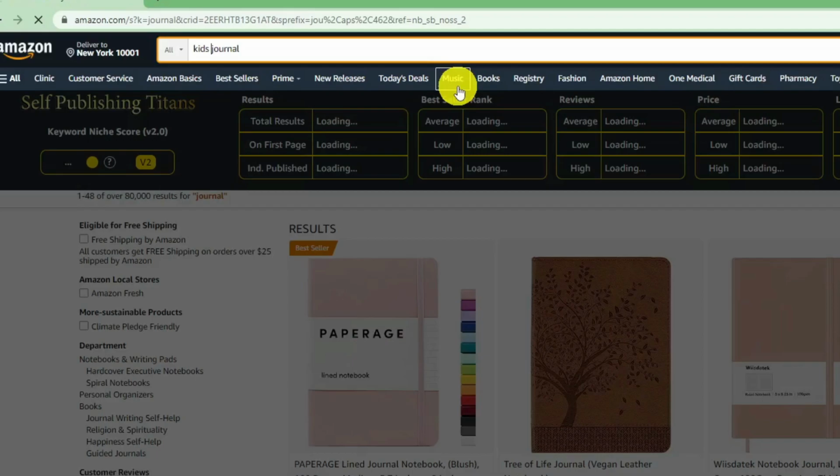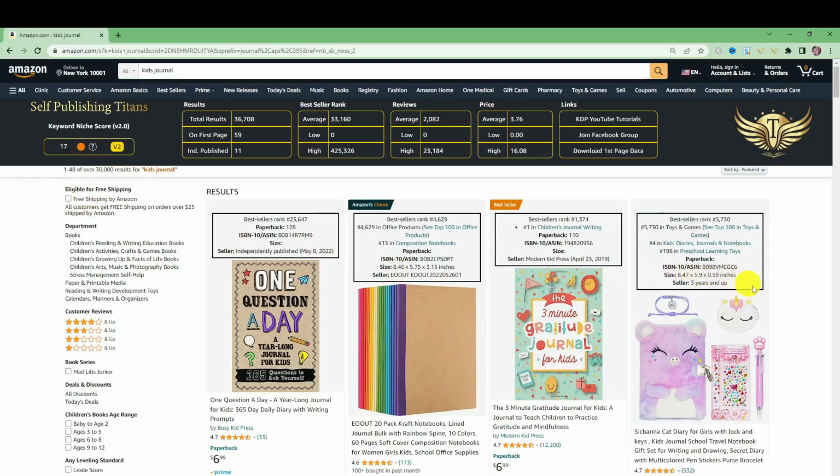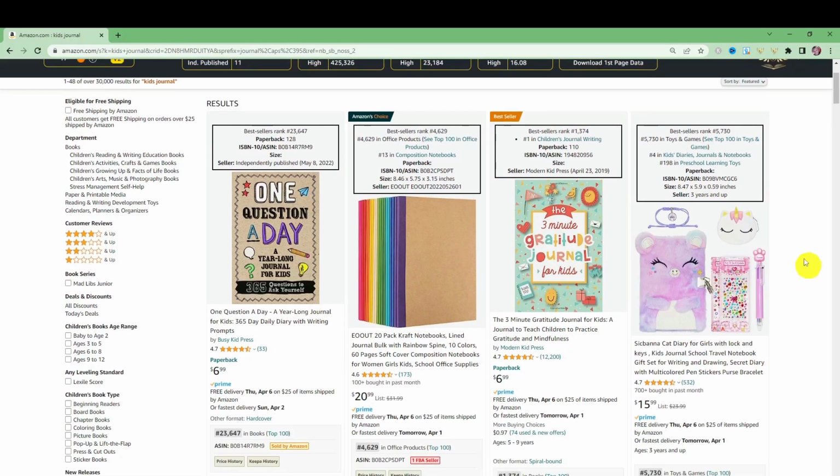and we search there, we can see we get a niche score of 17. Orange. This is like a traffic light system, so this number can go negative, by the way. Orange is not great, then it goes yellow, and then a darker yellow, and then up into the greens as well. We have 30,000 results going after that keyword. And as you can see on the first page, we've got some items here which aren't independently published.